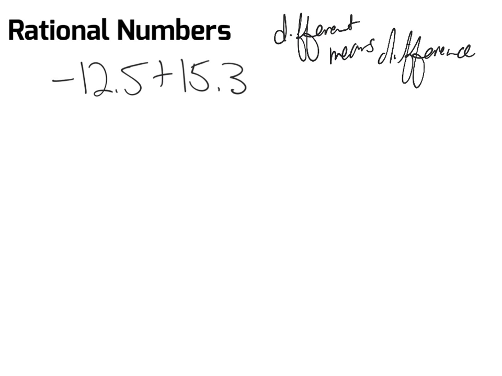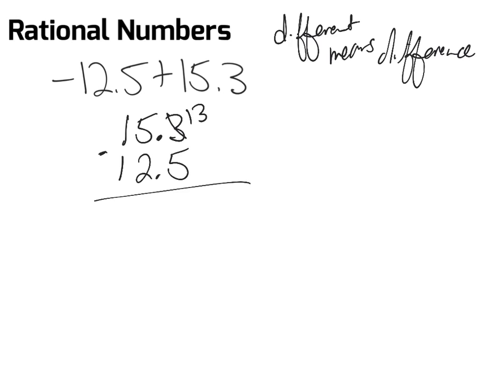15.3 is the larger absolute value, so I'm actually going to put these vertically. It's much easier to put these vertically so I can line up my decimals. You must line up your decimals. And this is really a positive 15.3 and a negative 12.5, so I can just subtract. So I'm going to borrow and make that 13. 13 minus 5 is 8. I'm going to make that a 4, and I'm going to make that a 2. I'm going to get 2.8.